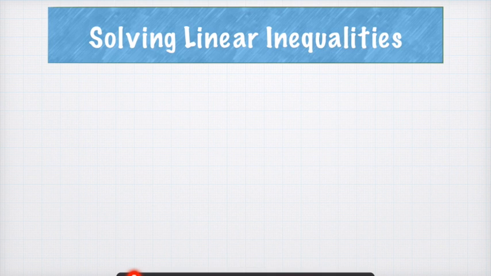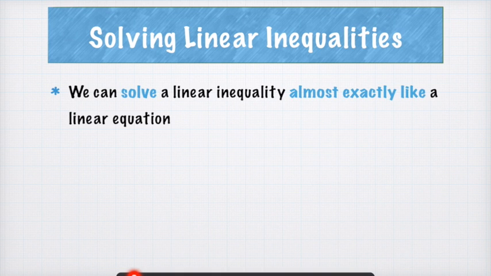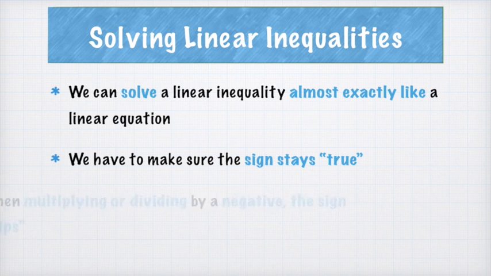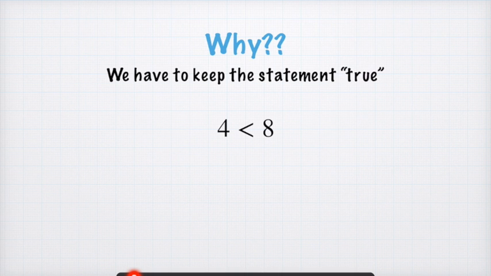Now we're going to go over solving linear inequalities. We can solve a linear inequality almost exactly like a linear equation. There's one interesting little caveat, one difference in here: we have to make sure that the signs are staying true. That means that the statement has to still be a true statement. What usually happens is when we multiply or divide by a negative, and this is when it's going to start messing things up, the sign will flip. Well, what does that mean?